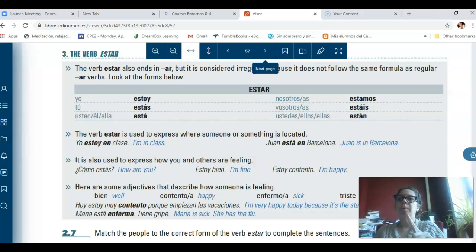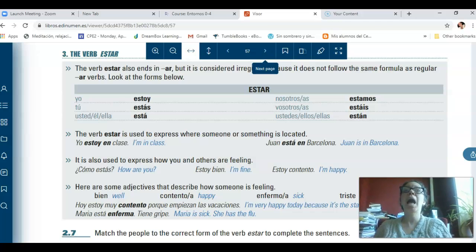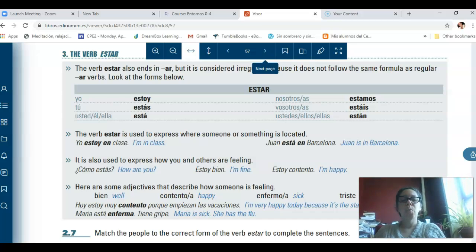One thing is to describe yourself as a happy person. That will be a definition. But another thing is to define how you feel in a particular period of time. And this is when we use this verb. Okay? If we want to define ourselves as happy people, then we are going to say nosotros somos, or yo soy feliz, ¿verdad? But if we want to express that we are happy now, we are going to say estoy contenta.